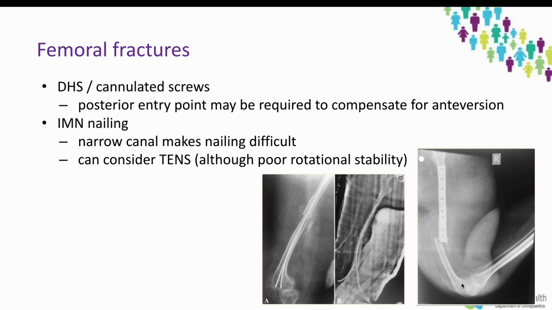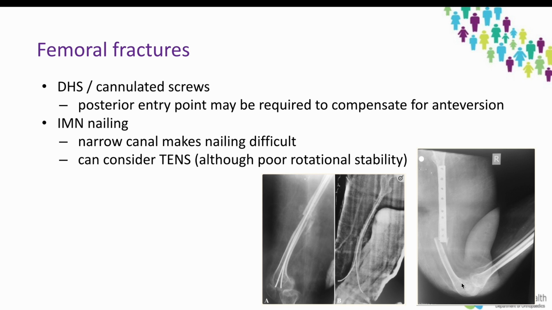So regarding your treatment options, if you look at the DHS or the cannulated screws, as I said, you might have to have quite a posterior entry point to compensate for the femoral anteversion. In terms of intramedullary nailing, these patients can have quite narrow canals, which can make nailing quite difficult. It is possible to consider TENS, although, as we know, they have poor rotational stability, and you may need to also have some other sort of splinting.